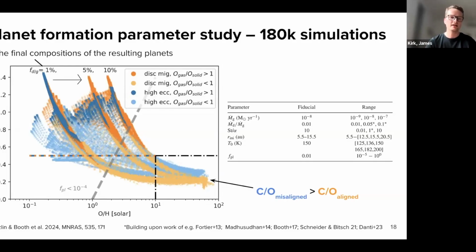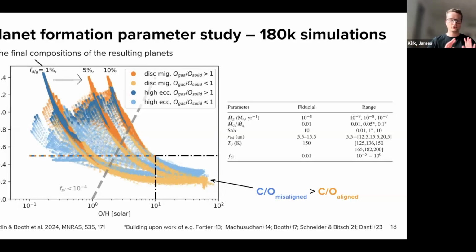On the left-hand side, you see the C/O ratio on the y-axis against the metallicity on the x-axis of all of the planets resulting from these different simulation setups. The data points in blue are those that finish their migration after the dispersal of the disk, and the data points in orange are those planets that finish their migration through the disk.